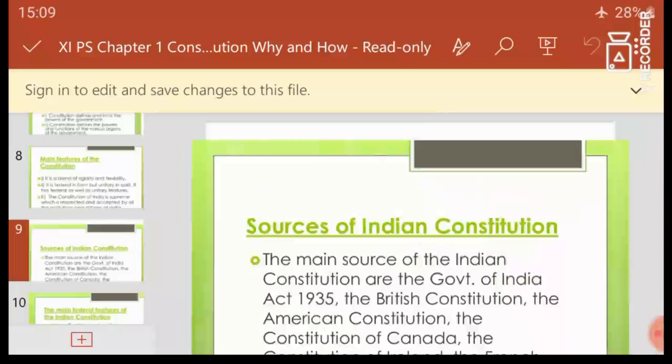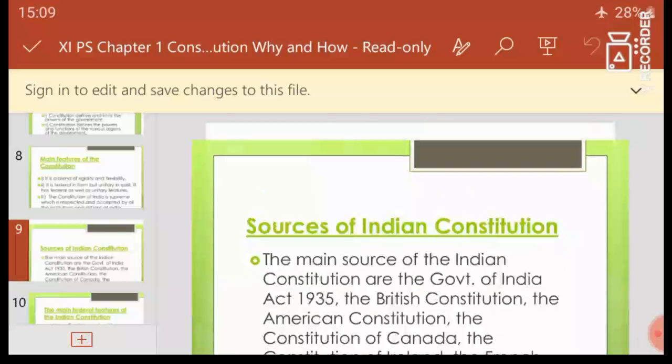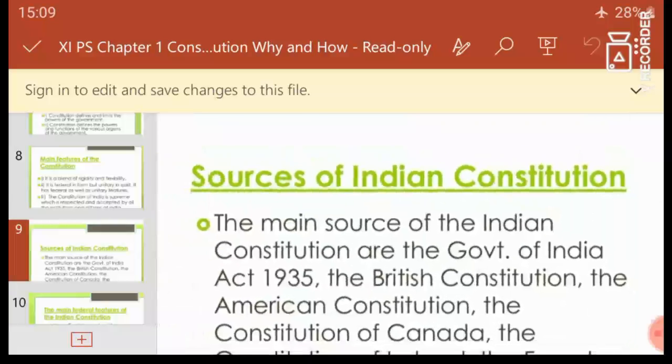Sources of the Indian Constitution. Children, when we say the sources of the Indian Constitution, it means the main source is the Government of India Act 1935, which was brought in the British era only, colonial rule only. It is said that 50% of the Indian Constitution had been taken directly from this particular act, the Government of India Act, which came in 1935.